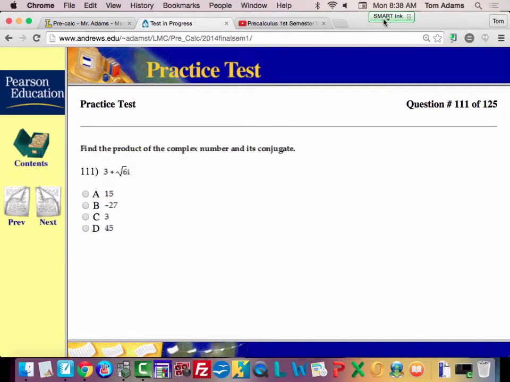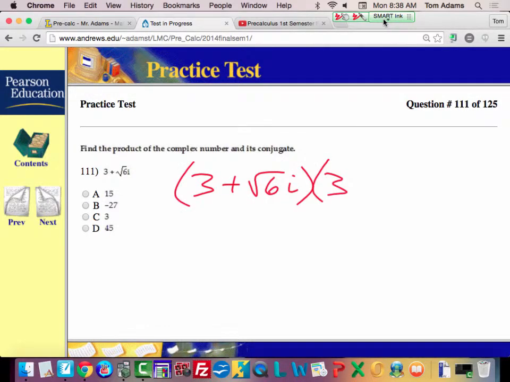All right, so it says find the product of its complex conjugate. So I'm going to have 3 plus the square root of 6 times i. Now the conjugate is the same. You just change the sign in between them. Right? Now this is always by default going to be a difference of squares.